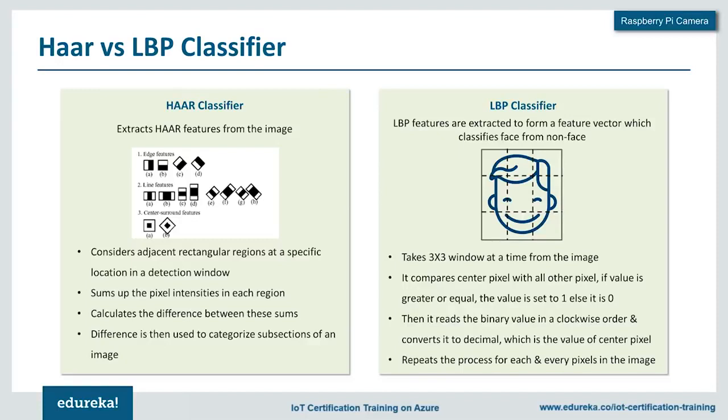When it comes to the LBP classifier, it creates a 3x3 window on the image. Then it starts comparing the center pixel with all the other pixels, setting each to 1 or 0 depending on whether it is greater than or equal to the center value. Then it reads the binary value in counterclockwise order and converts it to decimal, which becomes the center value of the pixel. This process is repeated one after the other, and you have an easier, smarter solution.